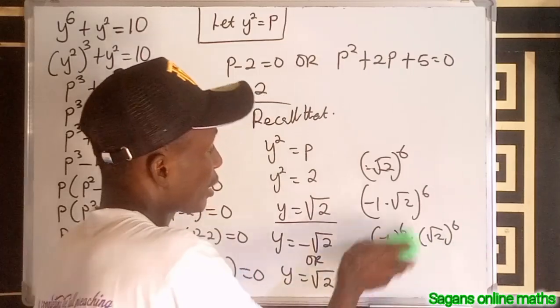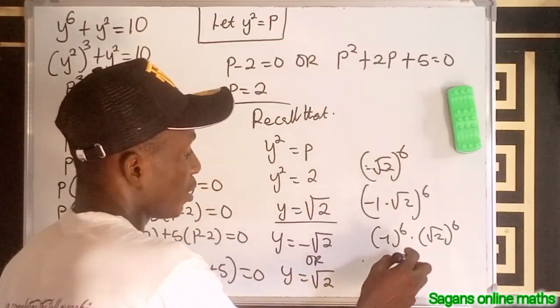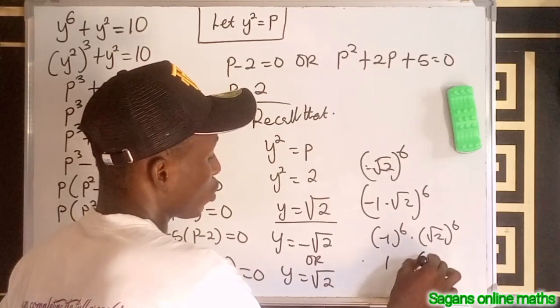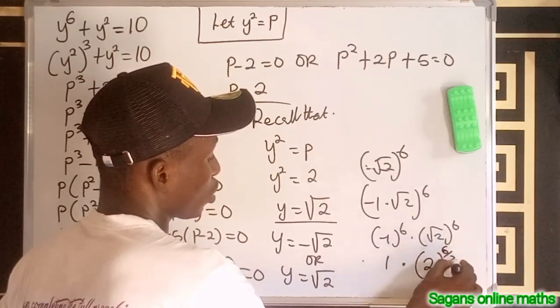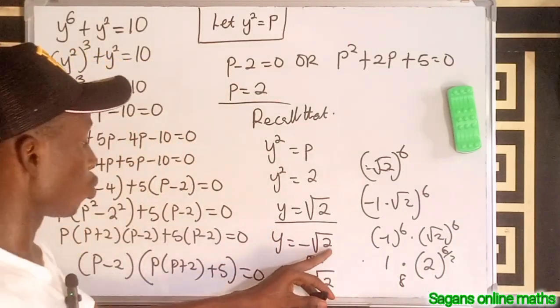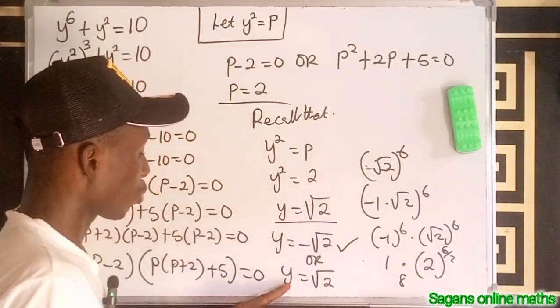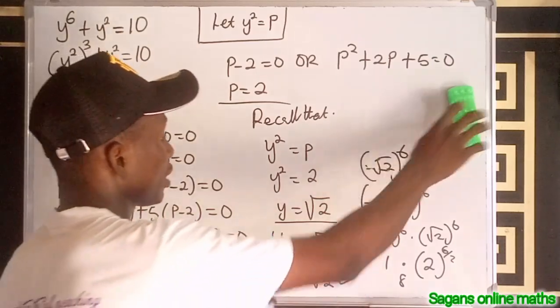So it implies that this will just give us 1, because it is an even number. Then multiplied by this will give us 2 to the power of 6 divided by 2, which is just 3. So you're having just 8. So you can see that y equal to minus root 2 satisfies the equation, and also y equal to root 2 satisfies the equation. Wow, this is pocket genius, right?